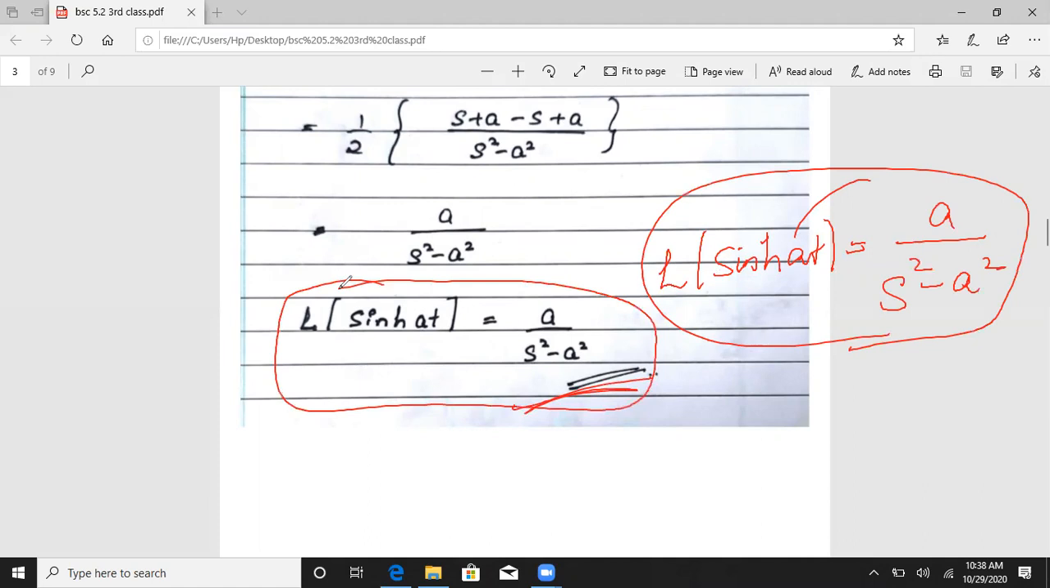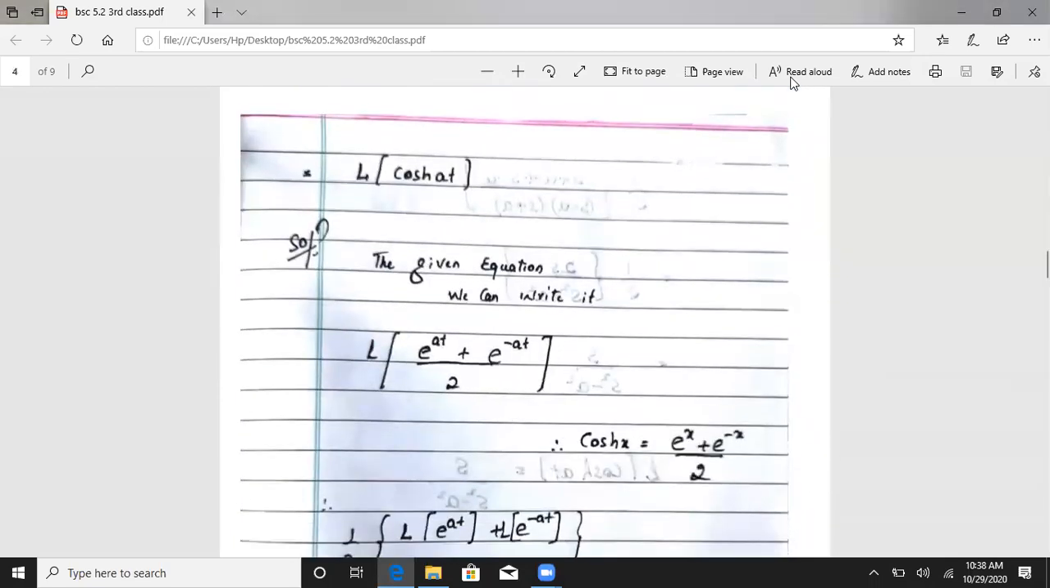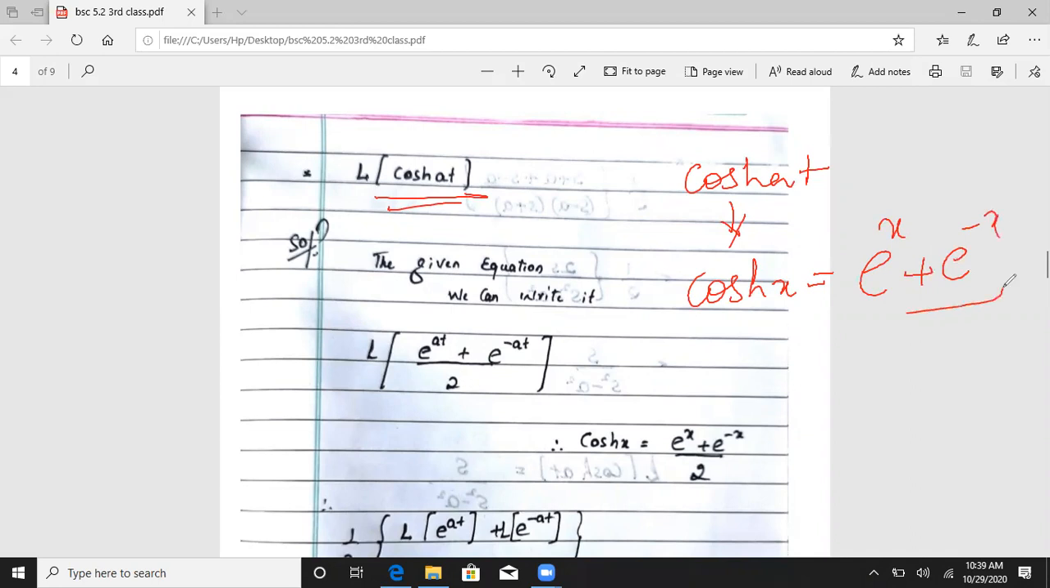Similar to the sine function, we solve the cos function. Cos of hyperbolic function: you already know that cosh of x is equal to e to the power x plus e to the power minus x divided by 2. In the sine function we use a minus here; in the cos function we get a plus.